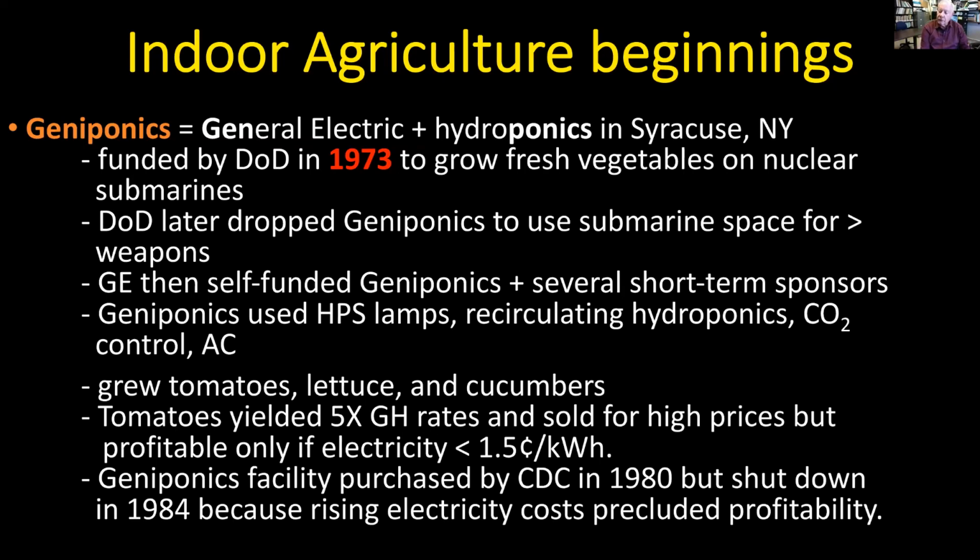found, at least for tomatoes, that they could only be profitable if electricity cost less than 1.5 cents per kilowatt hour. I believe that Genoponics sold some of their produce commercially for a while. Control Data Corporation purchased them in 1980 and tried to make a go of it, but rising electricity prices led to Genoponics finally shutting down for good in 1984.